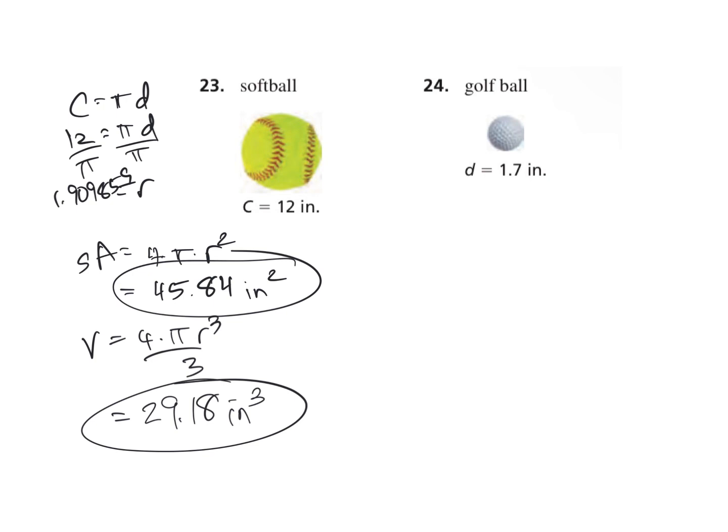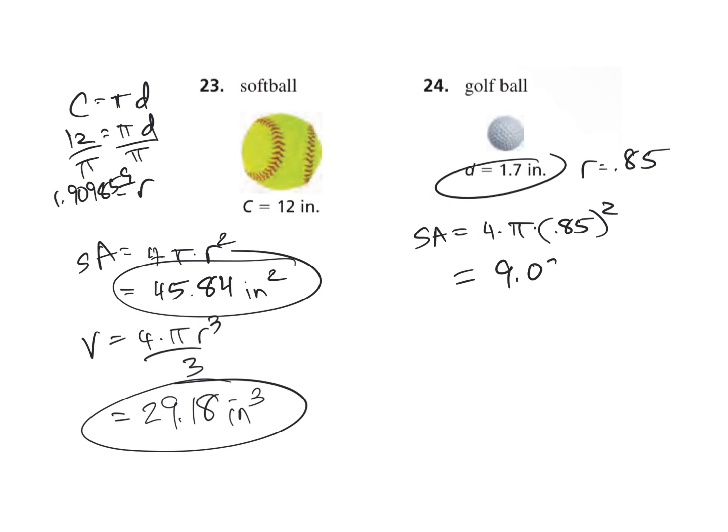All right, 24, golf ball. Diameter is 1.7, so your radius, you divide that by 2, you get 0.85. So surface area again is 4 times pi times 0.85 squared. So square it, times it by pi, times it by 4, and your surface area is 9.08 square inches for a golf ball.